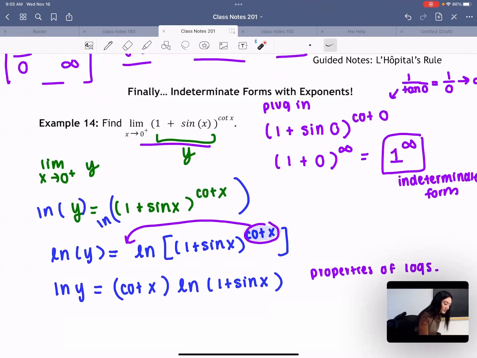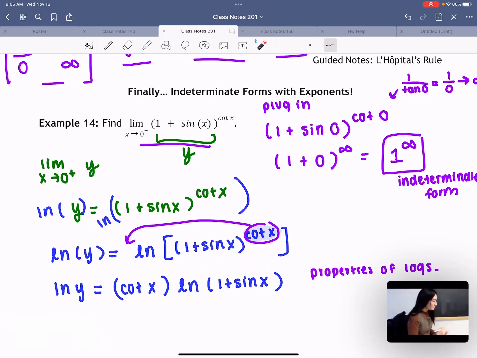What I did is I made y equal to everything inside of the limit, okay? So I just made this function y, and I said that it was 1 plus sine x to the cotangent of x, okay? So we're essentially trying to find the limit of y, okay? Then I took the natural log of both sides. So I did ln of the left side, ln of the right side, okay? What that gave us on the left side was the natural log of y. And on the right side, I had ln of everything that I want to find the limit of, okay?